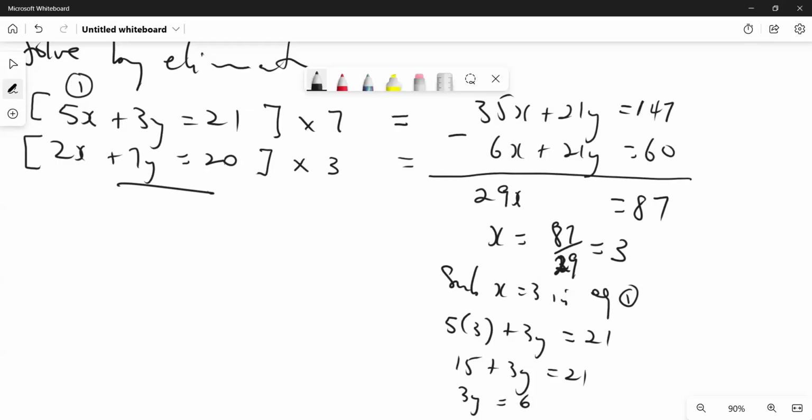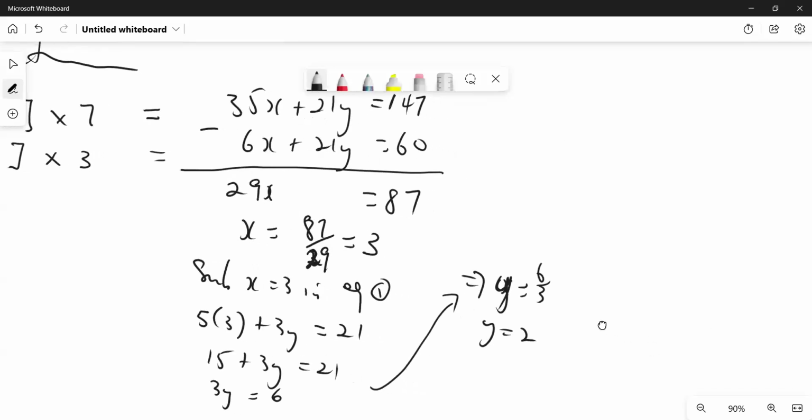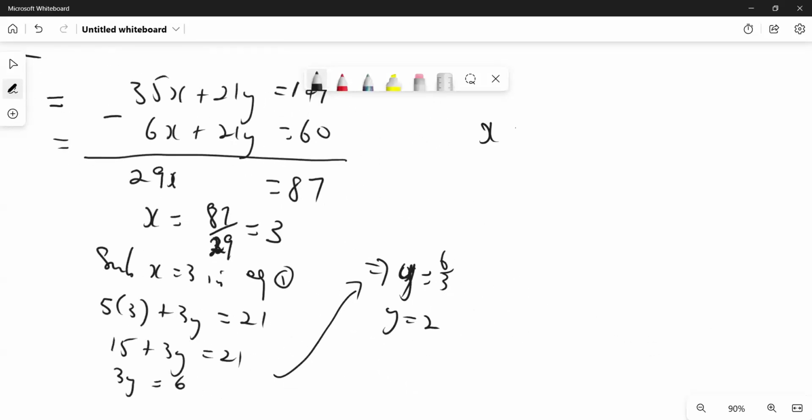Is that right? Yeah, right? Going up here, which implies that y equals 6 upon 3, which is y equals 2, right? So those are your answers there. So we got x equals 3, y equals 2, right? And you can try them in any one of the equations and see if it will work.